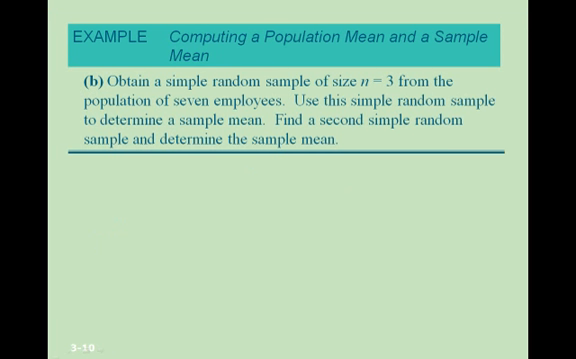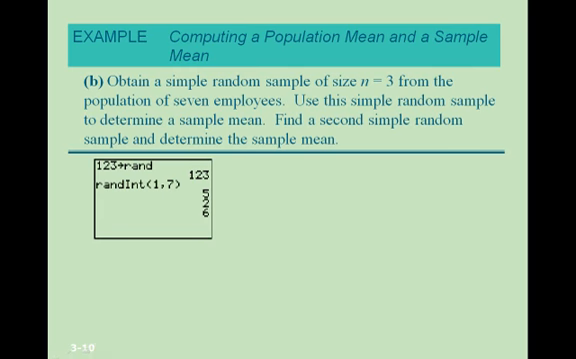Now we wish to obtain a simple random sample of size n equal 3 from our population of 7 employees. We'll use this sample to determine a sample mean. Then we find a second simple random sample and determine the sample mean of that. So using the calculator, we can obtain a sample of size 3.